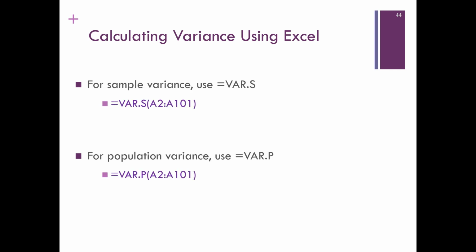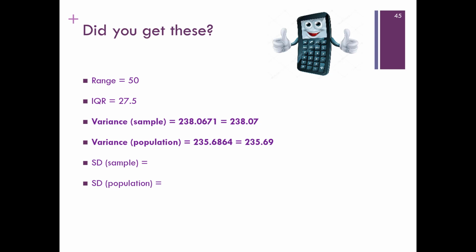So hopefully your functions looked something like this, which will have resulted in these figures. I've rounded for you to the 100th place, but originally you might have gotten about 4 decimal places in your cell. And so here are the two variances. And what's left here for us to fill out is the standard deviation.